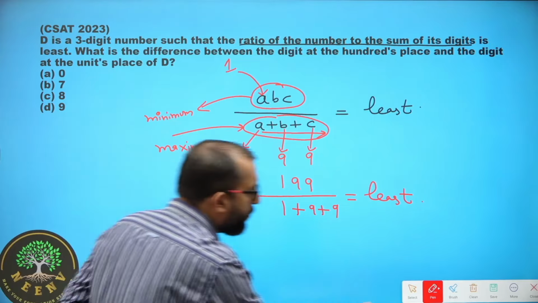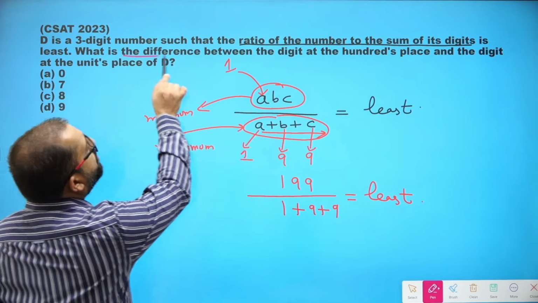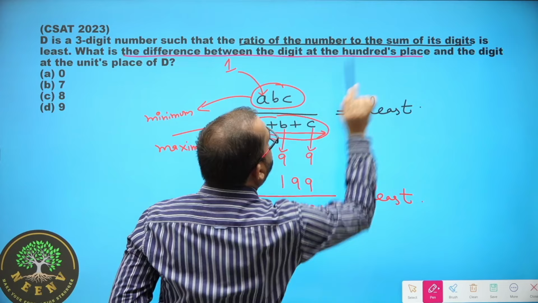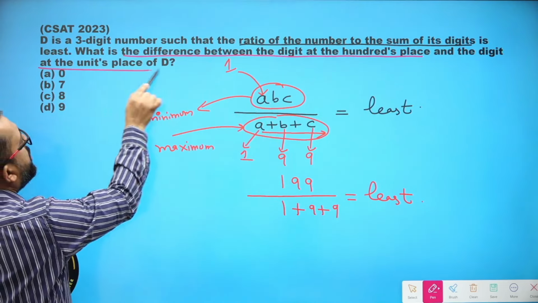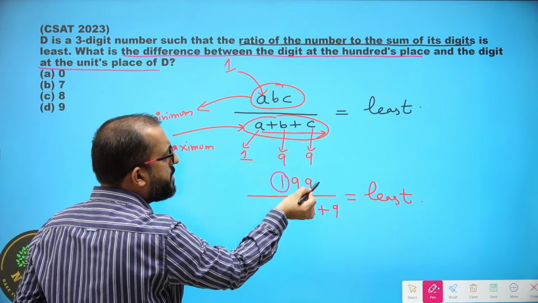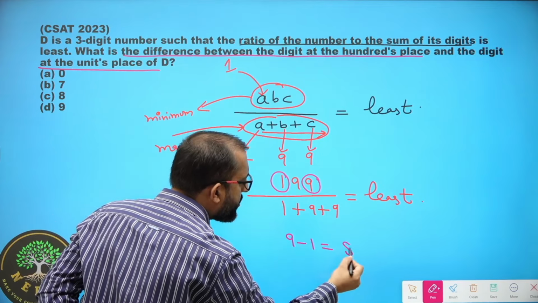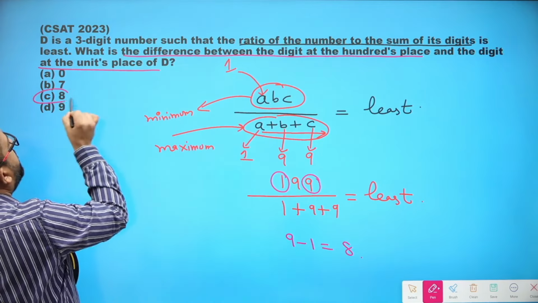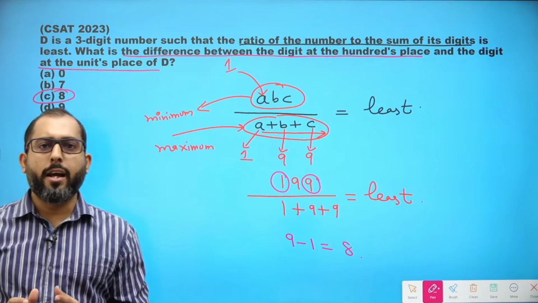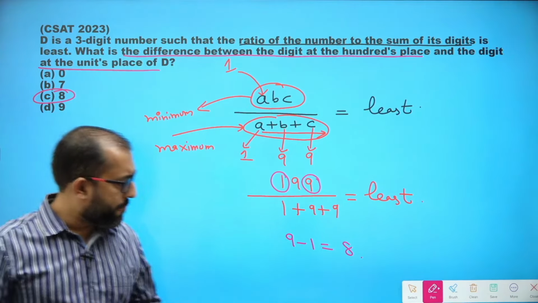What we are looking for finally? The difference between the digit at 100th place and the digit at units place of D. So digit at 100th place is 1 and digit at units place is 9. So difference is 9 minus 1, which is 8. Hence answer is option C. I hope class this question is clear. Let's move on to the next one.